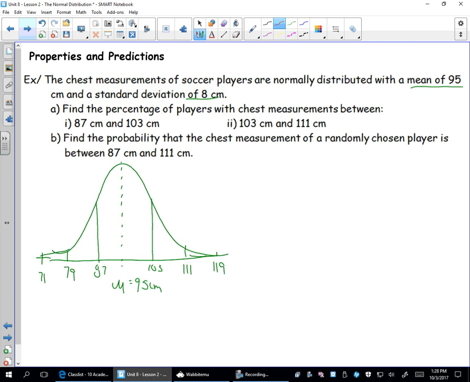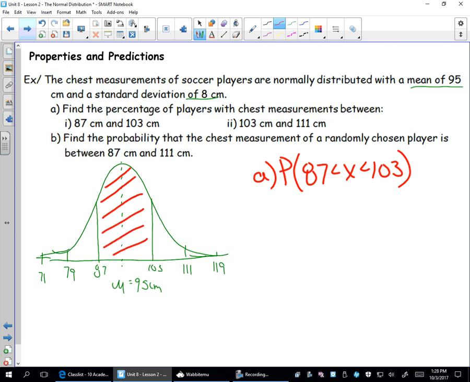Okay, I want to answer some questions. Find the percentage of players with chest measurements between 87 and 103. So, the way we're going to do this, P for percentage or probability, I want to go between 87 and 103. So in my diagram, I notice 87 and 103 is right here. In other words, between one standard deviation below and one standard deviation above, which I know is 68%, or 0.68. It's one of my special numbers within one standard deviation of the mean.